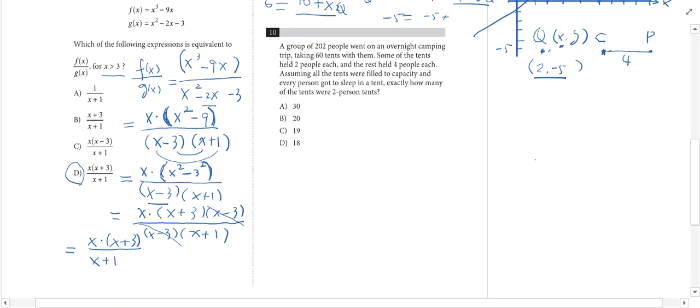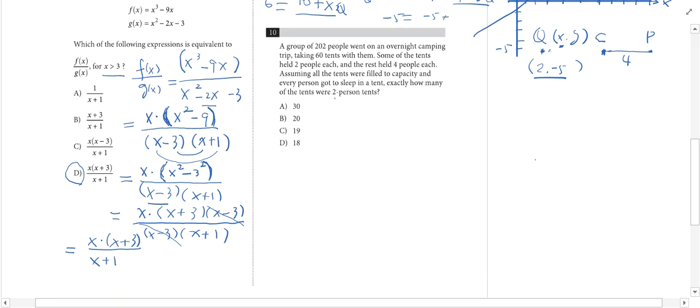Okay, they said a group of 202 people went on an overnight camping trip, taking 60 tents with them. Some of the tents held 2 people each, and the rest held 4 people each. Assume all the tents were filled to capacity, and each person got to sleep in a tent. Exactly how many of the tents were 2-person tents?